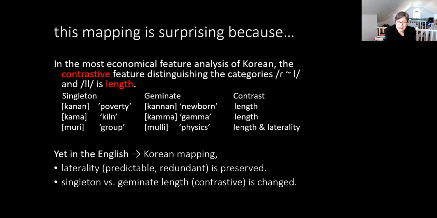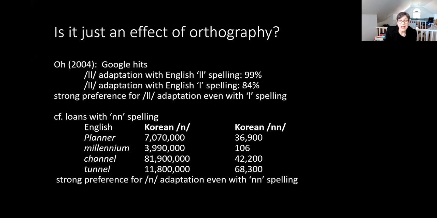But in the English to Korean mapping, it's the laterality feature that's preserved for the liquids, and it's the length contrast that you give up, or you give up the original length. So one question is, well, maybe this is just an effect of orthography, because in English we do often use two L's to spell L.